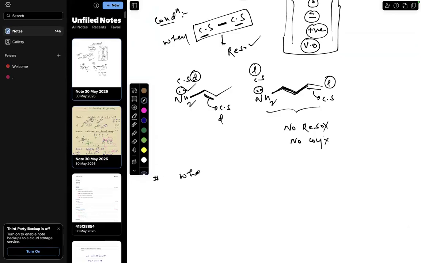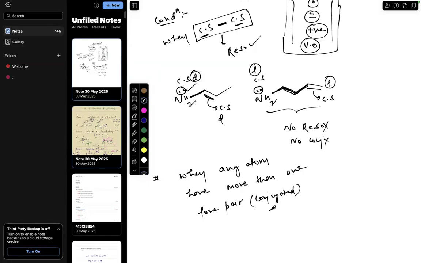When any atom has more than one lone pair, the conjugated lone pair I am talking about, conjugated meaning resonance, meaning delocalized. I said when any atom has more than one lone pair, then only one will be conjugated.